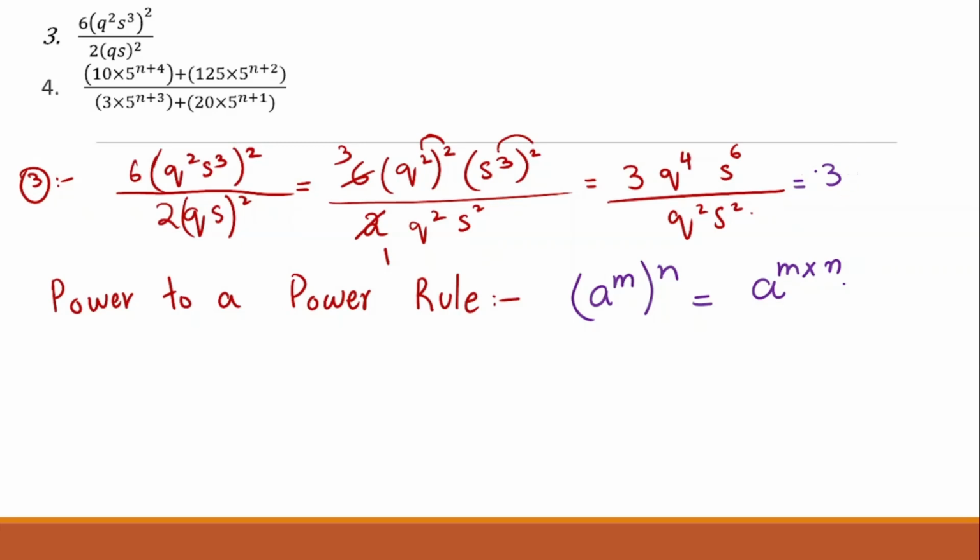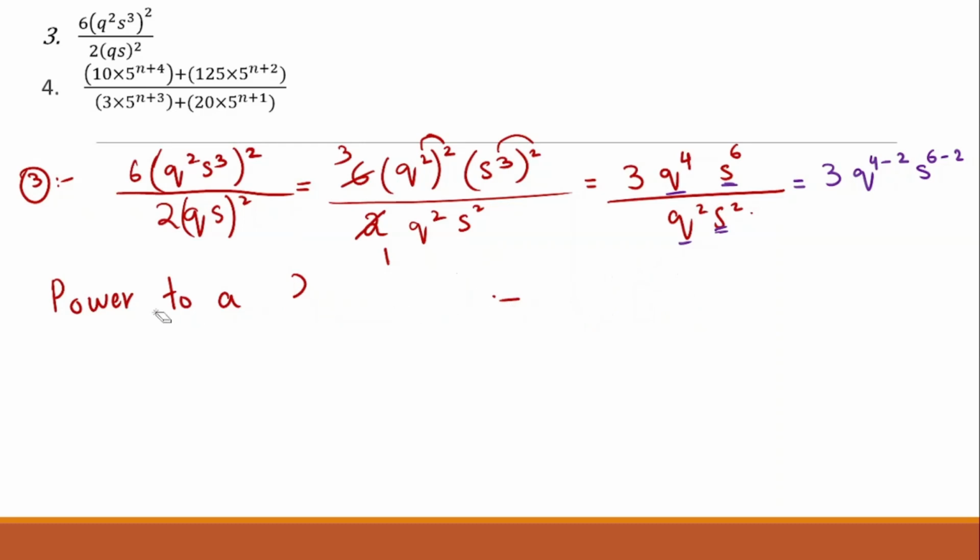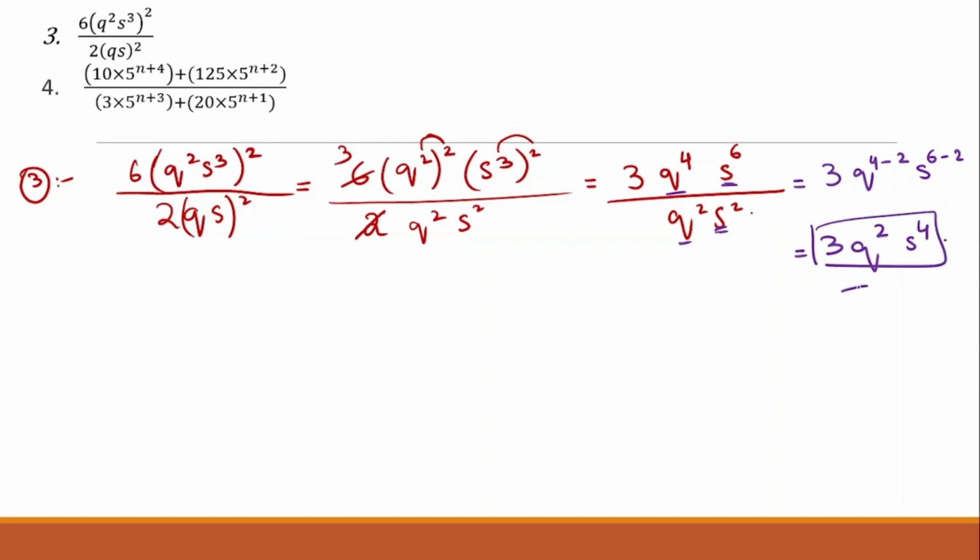So we will just use the quotient rule: q to the power 4 minus 2, similarly s to the power 6 minus 2, because these bases are the same, right? q, q, s, and s. So we can just subtract the exponents. It will become simply 3 q to the power 4 minus 2, which is 2, and s to the power 6 minus 2, which is 4. So this is the final answer.